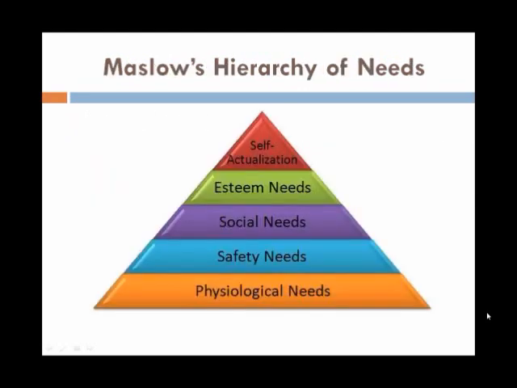The 5 categories of Maslow's hierarchy are organized with physiological needs at the bottom, followed by safety and security needs, belongingness and love needs, esteem needs, and finally reaching self-actualization.